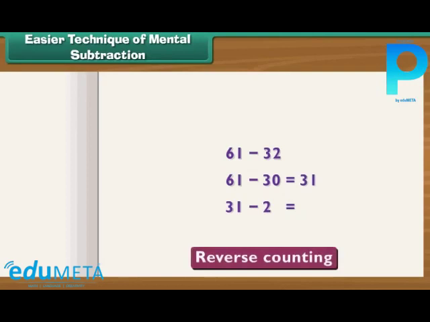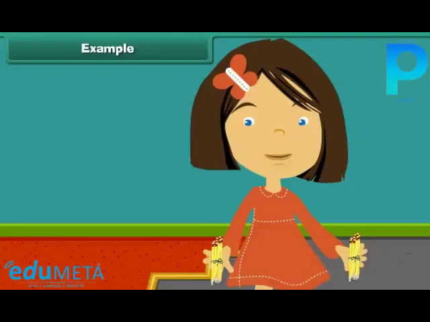Easier technique of mental subtraction. Let us look at an easier technique of mental subtraction. To subtract 32 from 61, first subtract 30 from 61. The answer is 31. Now subtract 2 from 31 using reverse counting. 30, 29. 29 is the correct answer.